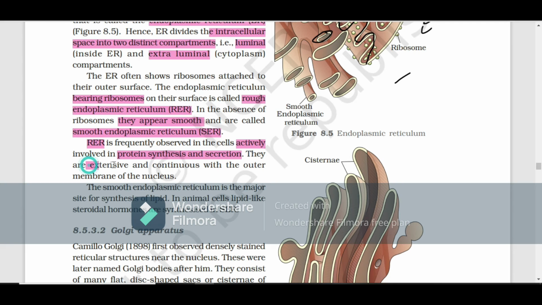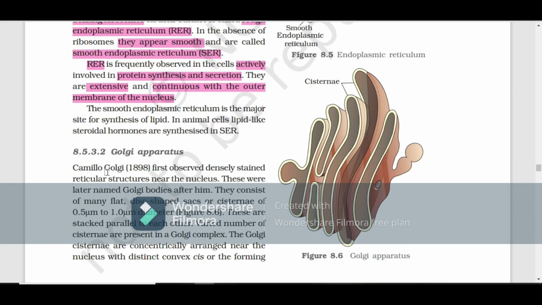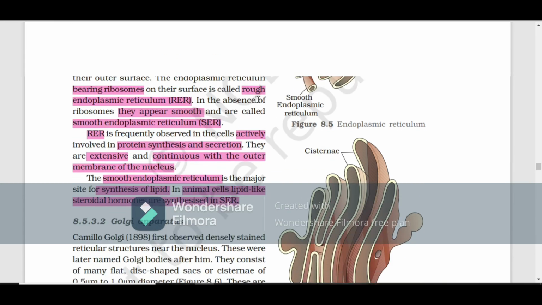They're extensive and they're continuous with the outer membrane of the nucleus. While studying the nucleus we will also learn that the rough endoplasmic reticulum is in continuity with the outer membrane of the nucleus. The nucleus has two membranes, and the outer membrane is continuous with the rough endoplasmic reticulum. Smooth endoplasmic reticulum is a major site for synthesizing lipids. Steroidal hormones and all can be synthesized. In animal cells, lipid-like steroidal hormones are synthesized by the SER, smooth endoplasmic reticulum.